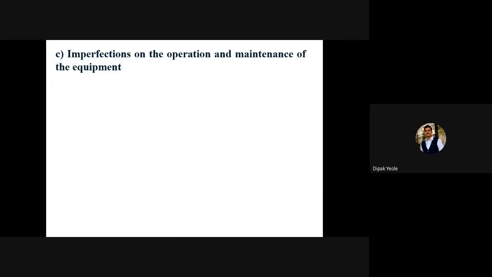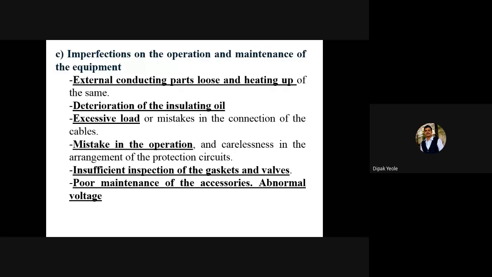Now we are interested in the third type, that is called imperfections in the operation and maintenance of the equipment. What does it mean? It means whenever we are doing wrong maintenance or operating by mistake, then there can be a failure of the transformer also. Let's say external conducting parts loosen and heat up.